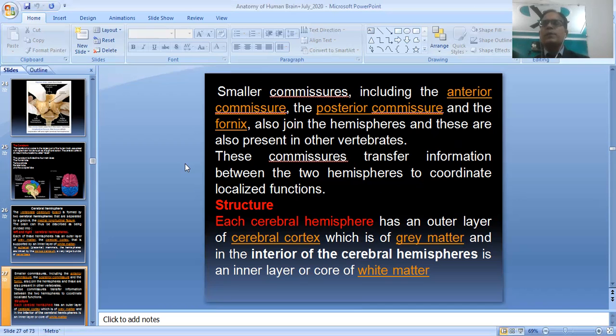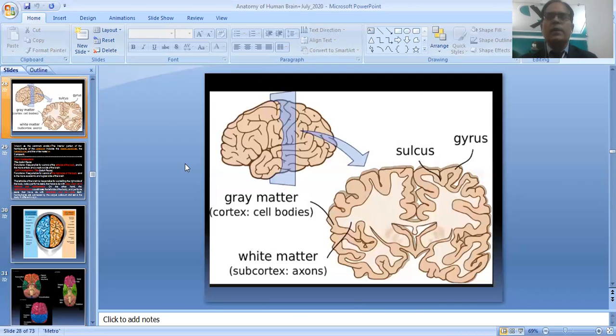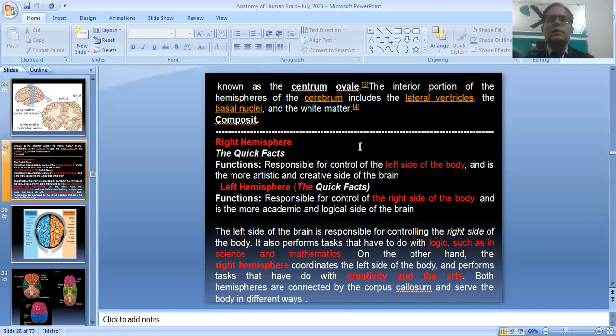Each cerebral hemisphere has an outer layer of cerebral cortex, which is gray matter. In the interior of the cerebral hemisphere is the inner core of white matter, right? So here, see, I'm showing you the gray matter and the white matter, and the sulcus and the gyrus. All these things are there.